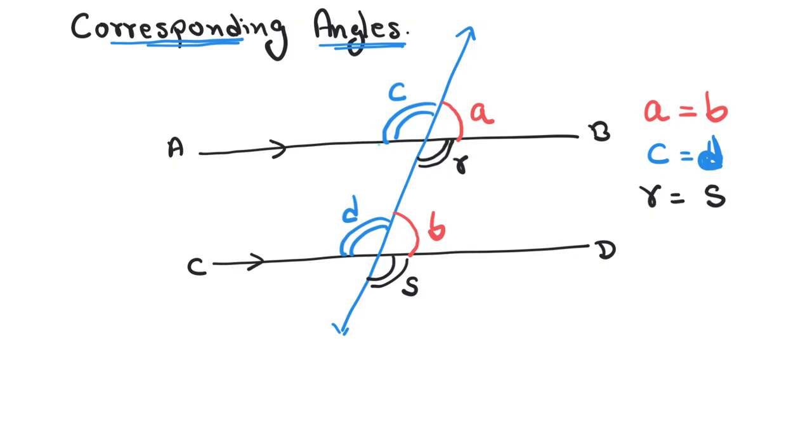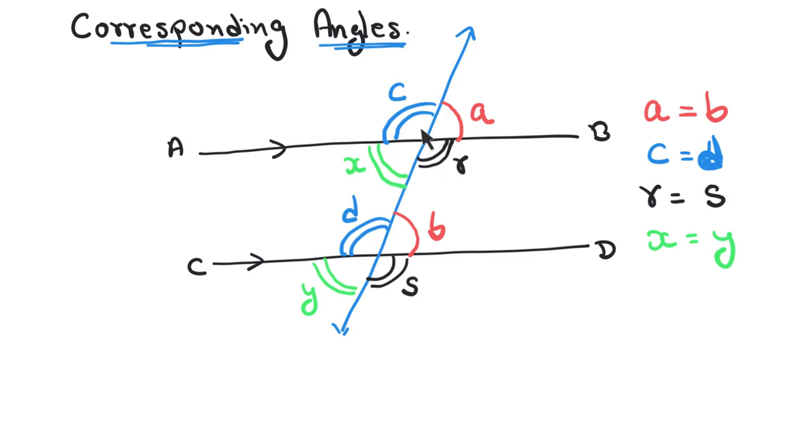Okay, what about X? Which is the corresponding angle of X? Obviously, it will be Y. So the corresponding angle of X is Y, and because lines AB and CD are parallel, corresponding angles are equal, so X is equal to Y. Do you also observe, what can you say about angle C and angle R?